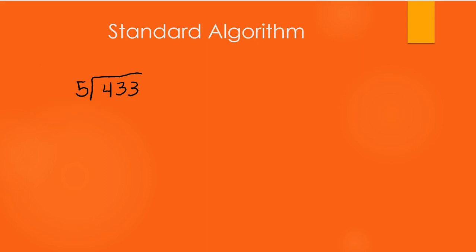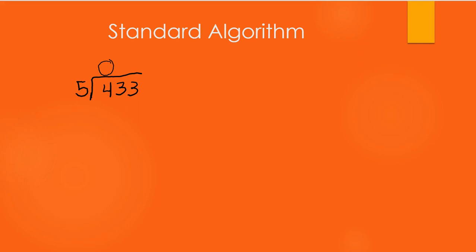And the last one is the standard algorithm. And that's what most of us are used to, where we would just look at this and say, all right, how many times can 5 go into 4? Especially for beginning students in division, I would recommend putting a 0 above the 4, and that's primarily so that they line the numbers up correctly.